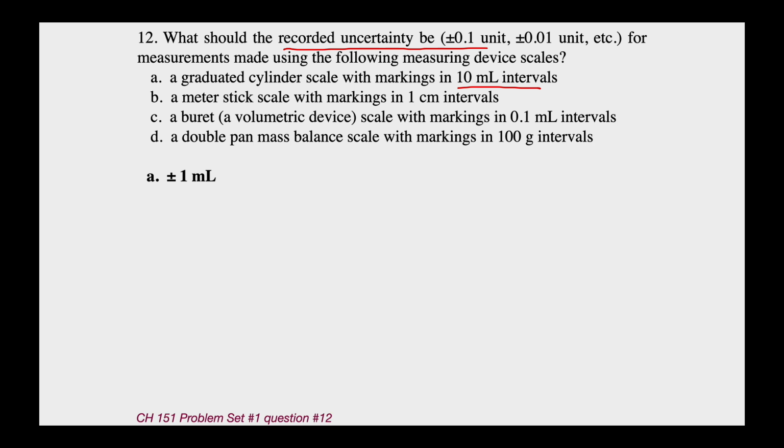Now on the next one, the meter stick has 1 centimeter intervals. So that means 1 centimeter, 2 centimeters, 3 centimeters. So we could probably guess like 1.5 or 2.0 or 2.5. We could guess to plus or minus 0.1 centimeters. So notice we're just going down one level, one more than the lines are. And that's the punchline of this one.